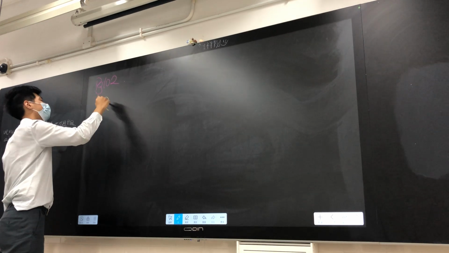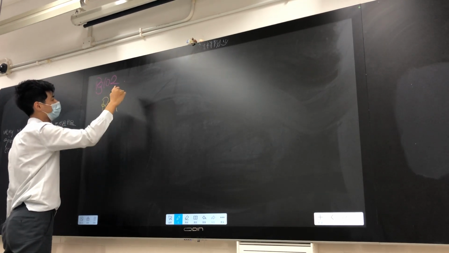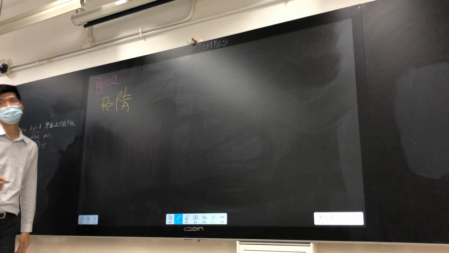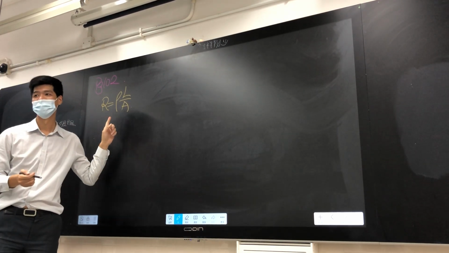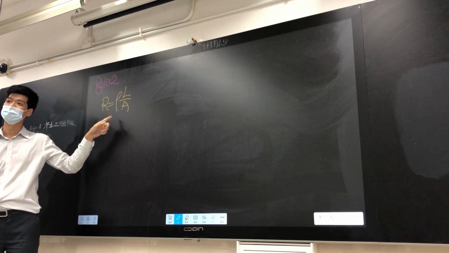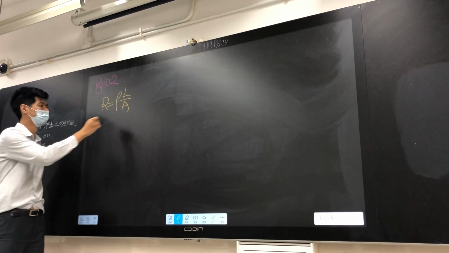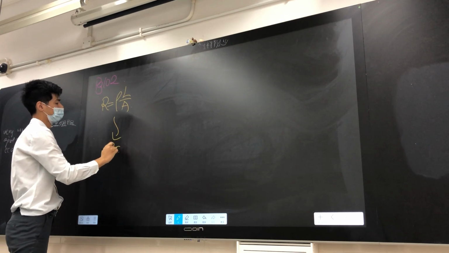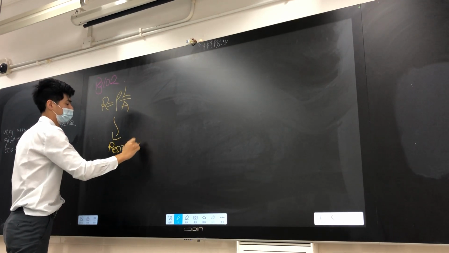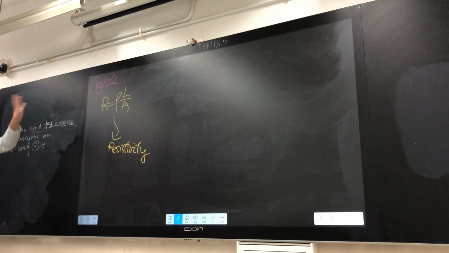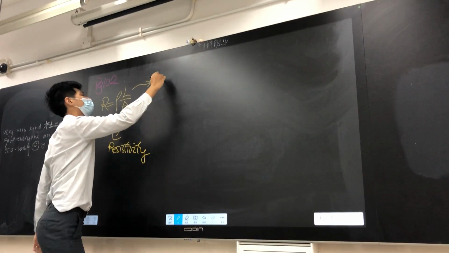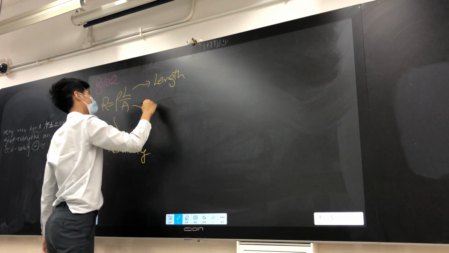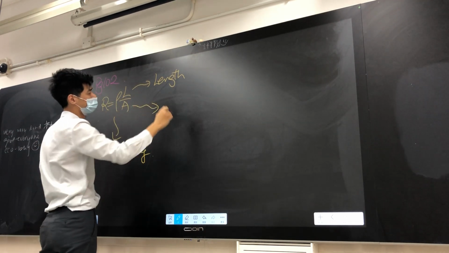Okay, and so I don't know, do you still remember this equation? R equals rho L over A. R is the resistance. What is the rho in this equation? This rho is the resistivity. It's a constant for the material. For an insulator, the resistivity is very, very high. L is the length, and A is the cross-sectional area.